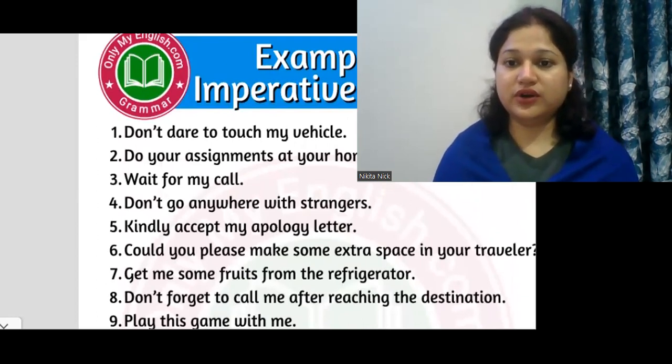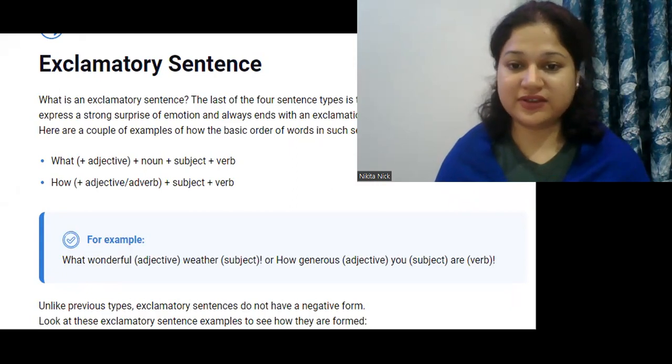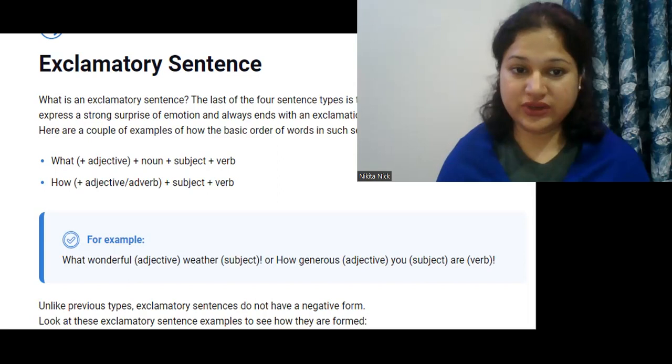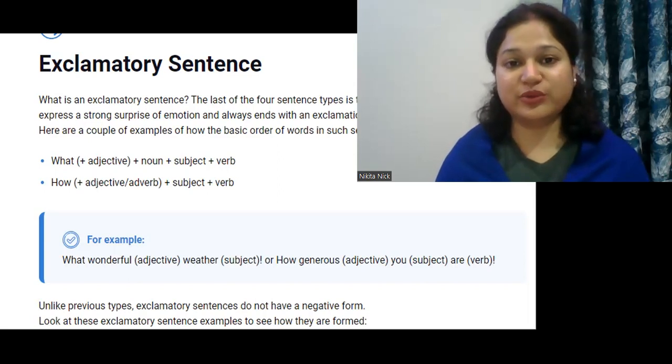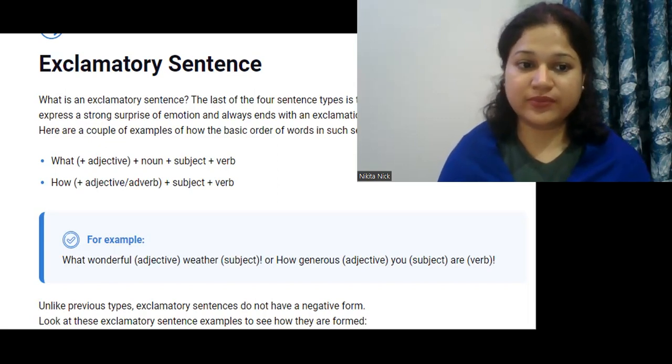We are going to learn about exclamatory sentences. All right. The last of the four sentence types is the exclamatory one. It is used to express strong surprise or emotion and always ends with an exclamation mark. Here are a couple of examples of how the basic order of words in such sentences might look. First, you use what, then an adjective, then a noun, and then subject and verb.